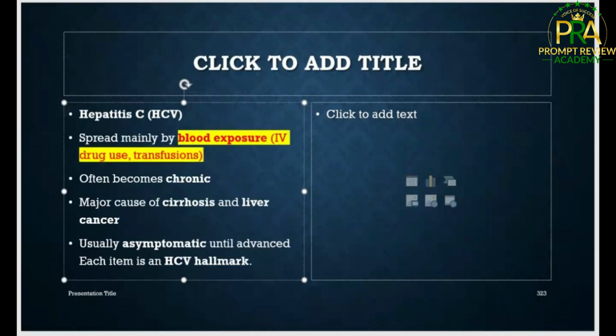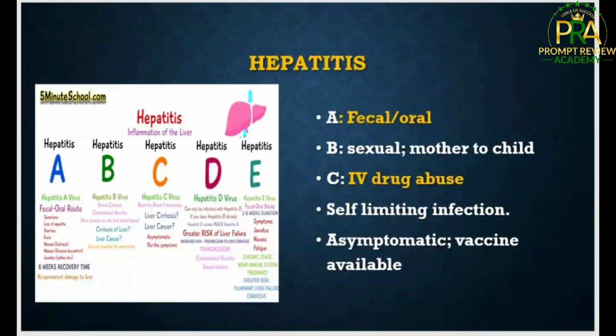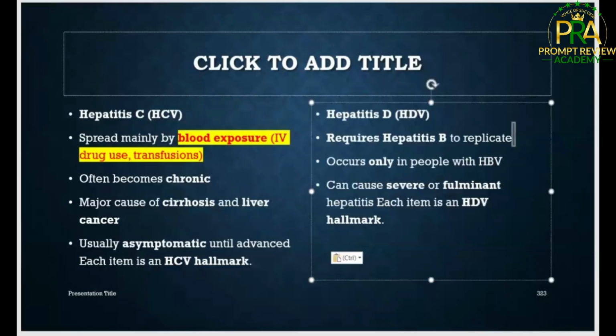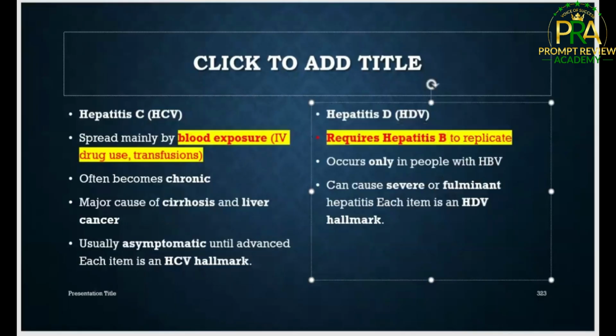Then we have another one that is D. The D one requires hepatitis B to replicate. So it occurs in people that have hepatitis B. That is one thing about D. It requires the B to replicate. But for the purpose of the exam, you need to know how A, B, C is transmitted.